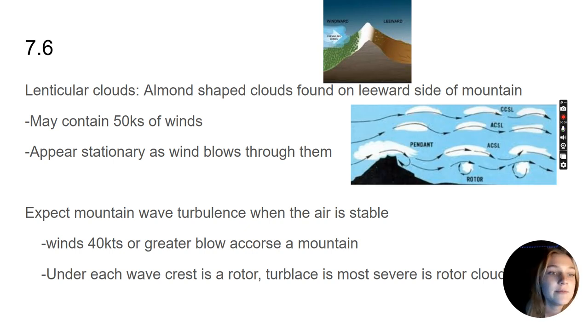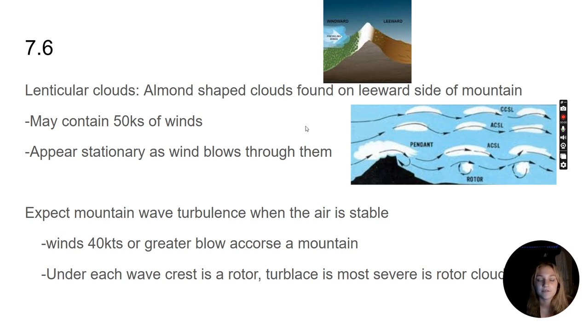All right, 7.6, we got lenticular clouds. So these are almond-shaped clouds that form on the leeward side of the mountain. And if you're like, what is leeward? It's just the opposite of windward. So wind's always going to be hitting one side of the mountain. The other side is called the leeward side. So that's what it kind of shows up here.